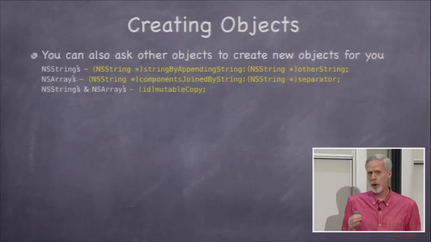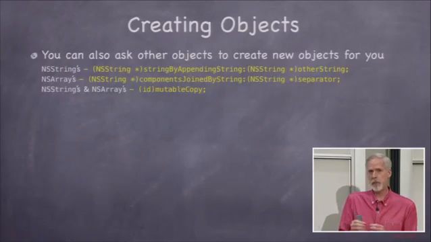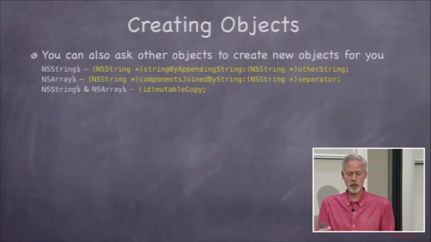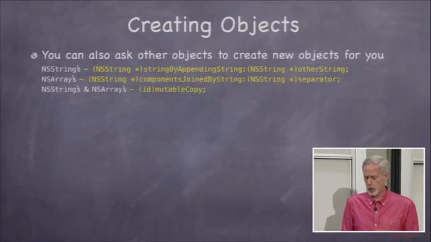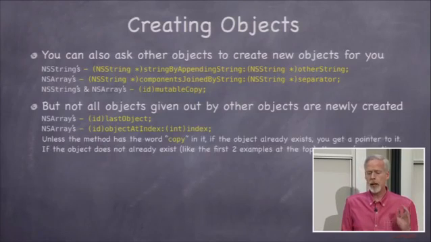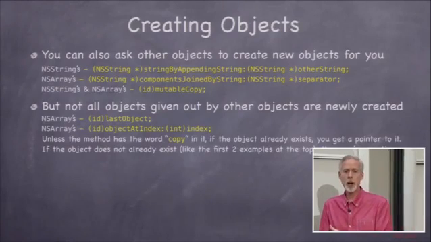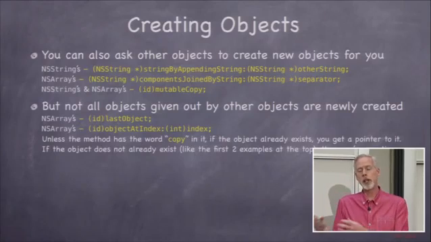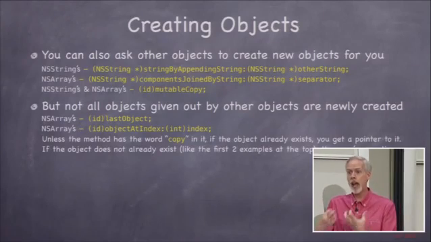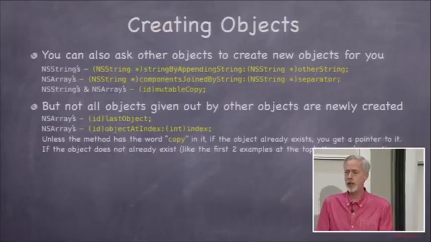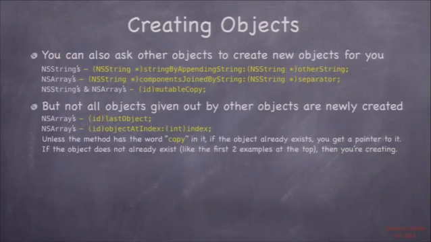And a very interesting instance method that you can ask an object to do for you is mutableCopy. Okay, so mutableCopy makes a copy of an object, but it's mutable. So if you had an NSString and you send it mutableCopy, you'll get back an NSMutableString. Or if you have an NSArray and you send it mutableCopy, you'll get an NSMutableArray. So that's another way that you're creating objects.